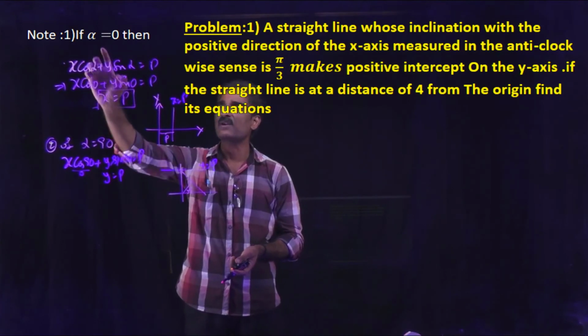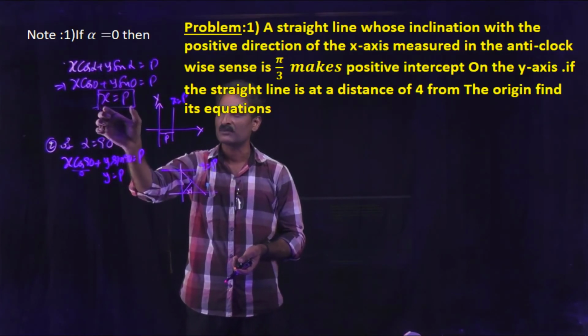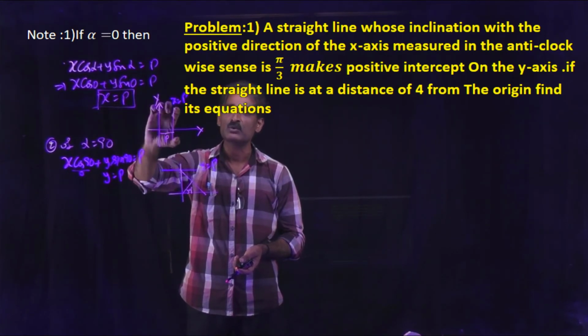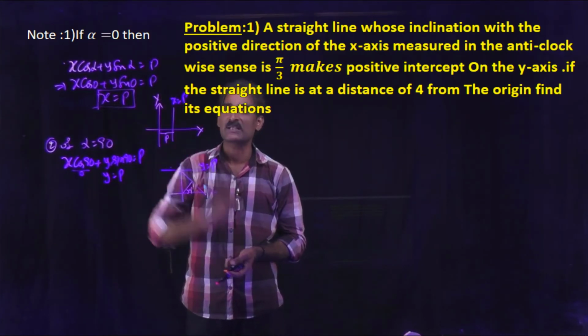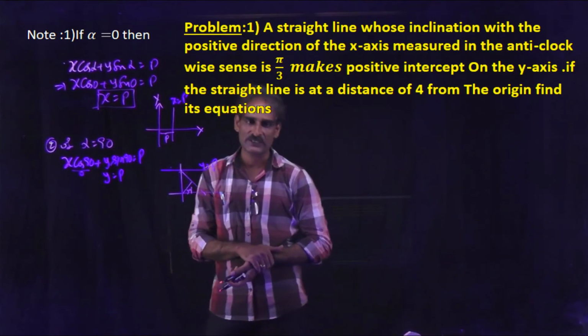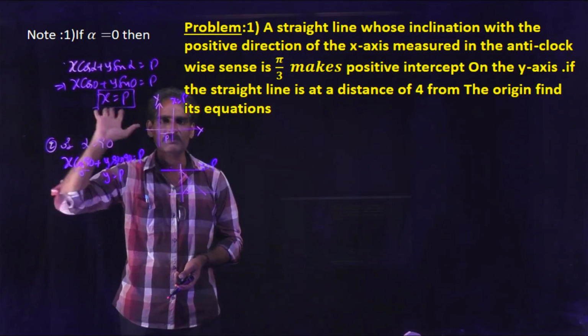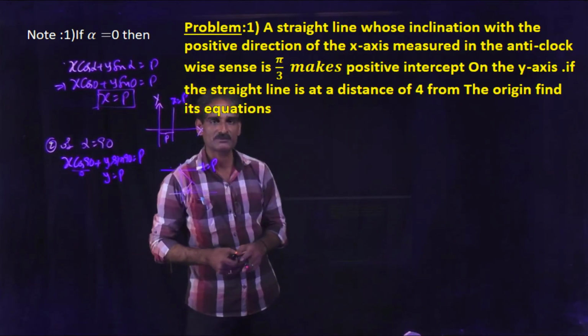In case of alpha equal 0, we will get the equation x equal to p. This represents the line which is perpendicular to the x-axis and having p units from the y-axis. Okay, just these observations are also very important. Now come to an application.